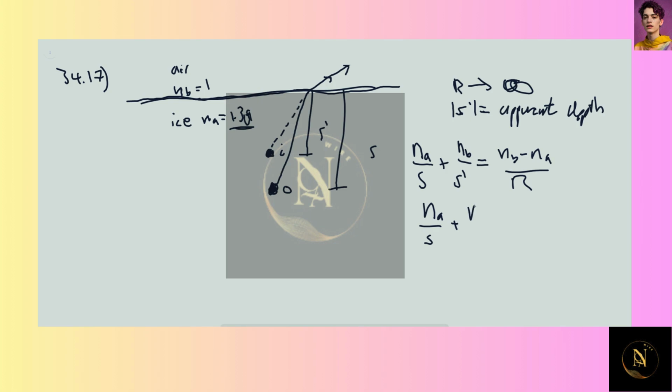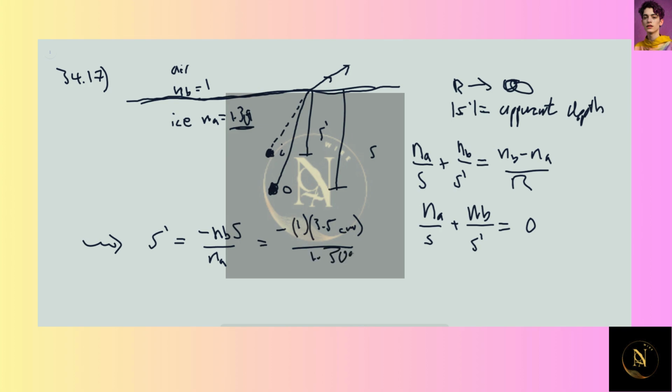If R is infinity, that means the right side of the equation is just 0. So now we can simply rearrange for S prime, and this is going to be negative n_b s over n_a. Cool. So that's as simple as we have to do. So let's just plug in our equation now. So we should have negative 1 times 3.5 centimeters all over 1.309. And that should give us a S prime of negative 2.67, since it's a virtual image, centimeters.